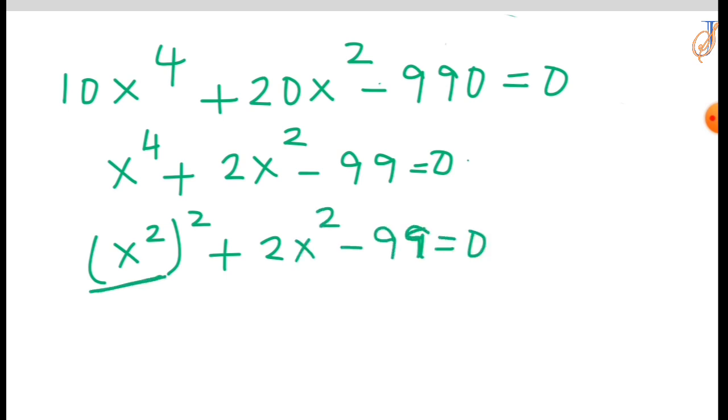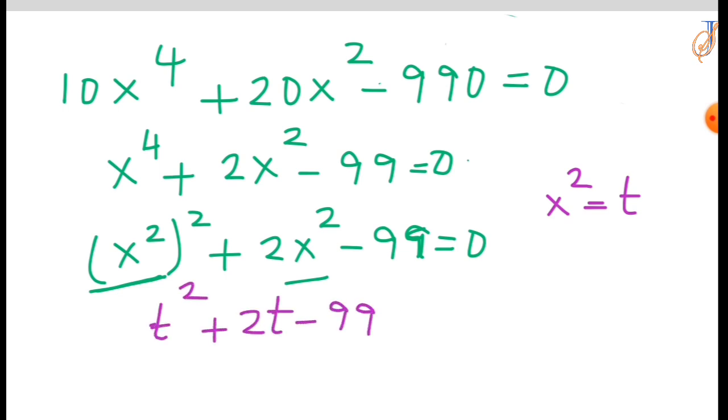Here we have x^2, and here we have x^2. To make it easier, let us consider x^2 equal to t. Then our expression turns into t^2 + 2t − 99, that is equal to 0. It is a quadratic equation. Using the quadratic formula, we are going to find the values of t.